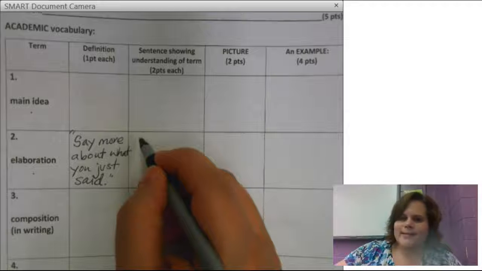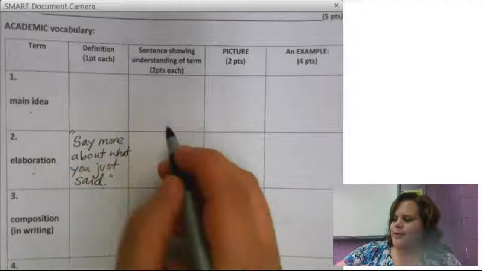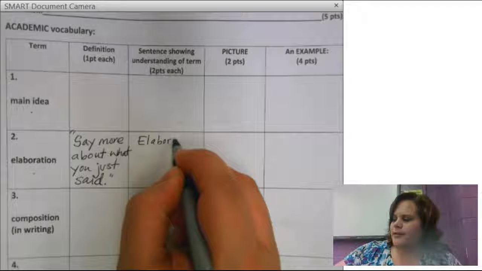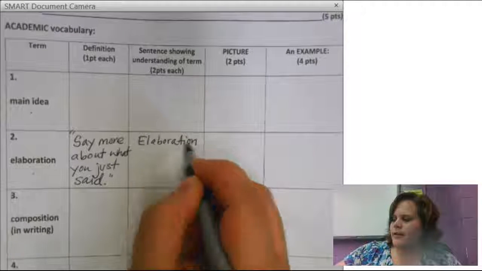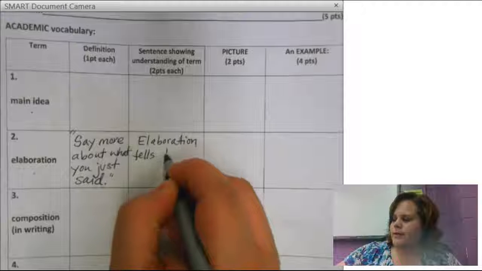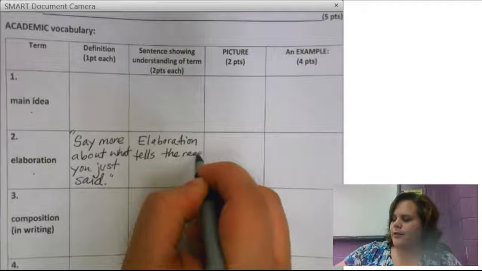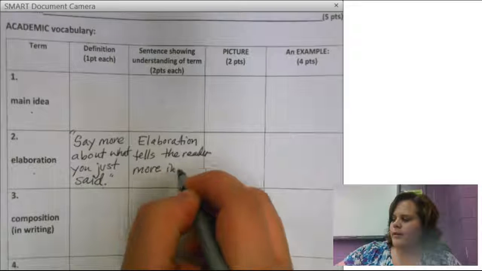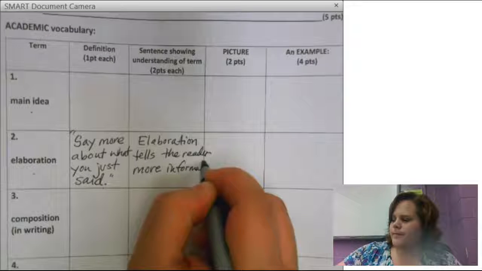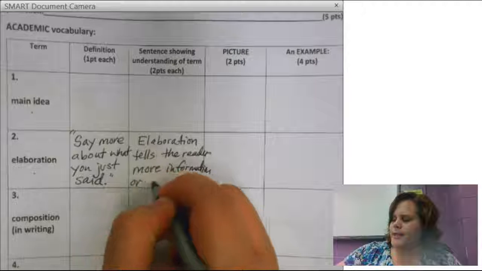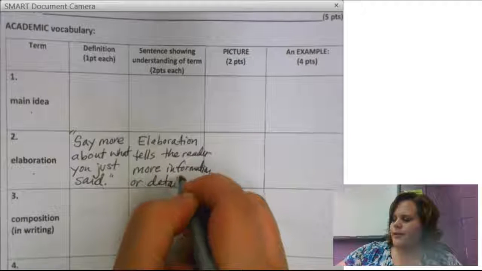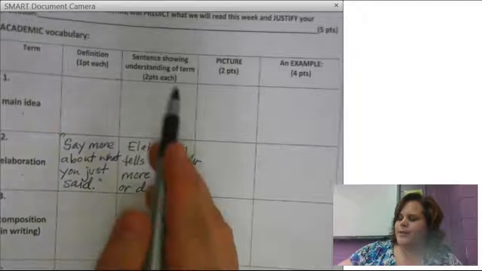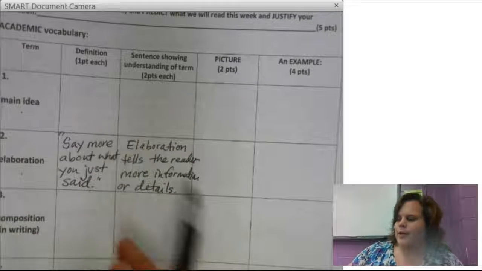So my sentence for that, because I want you to use this in a sentence, is something like, elaboration tells the reader more information or details. You don't have to copy that sentence, but that's a pretty good idea. It shows me that I understand the word elaboration.